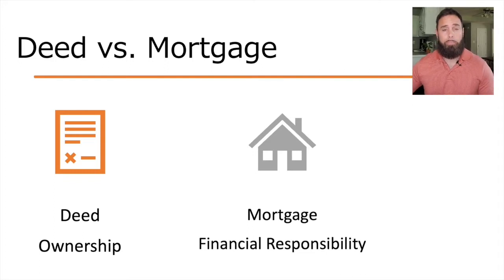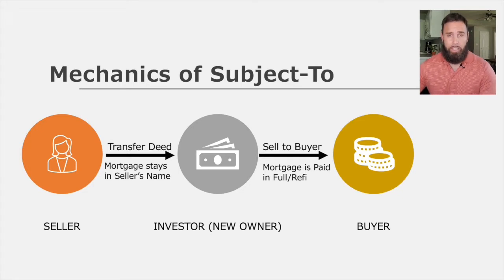So all of our properties that we purchase subject to, the deed is in our business name, the mortgage is in the seller's name. So just keep that in mind, it is literally as simple as it needs to be. It's not much more challenging than that. So let's talk about the mechanics of a subject to and what really happens with the deed and the mortgage and how that works, okay?